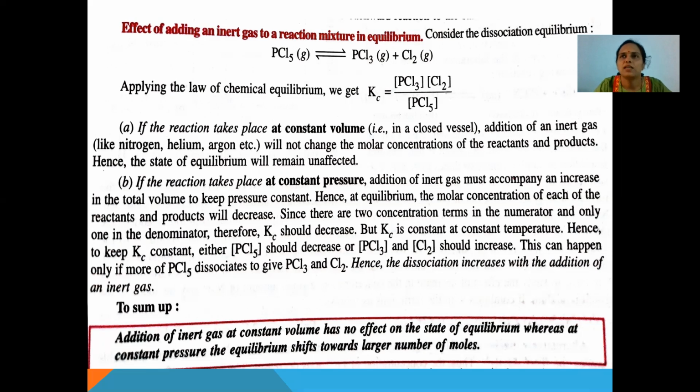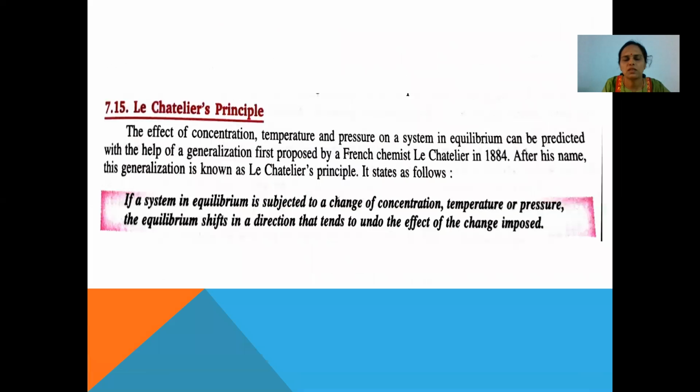To sum up, addition of inert gas at constant volume has no effect on the state of equilibrium. Whereas at constant pressure, the equilibrium shifts towards the larger number of moles.